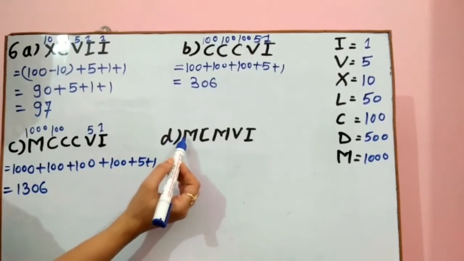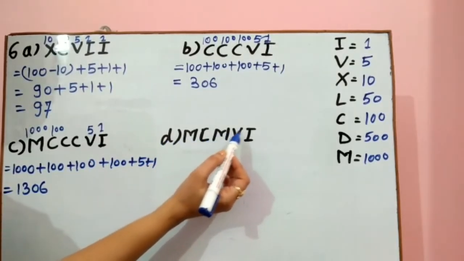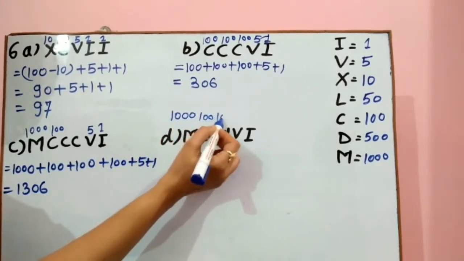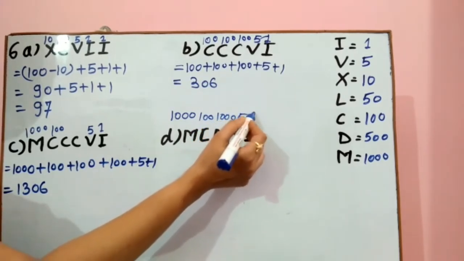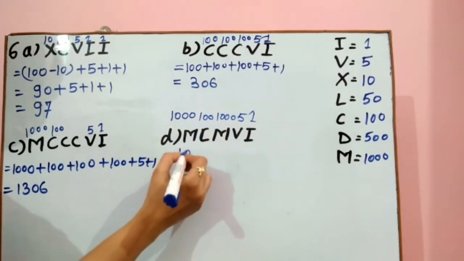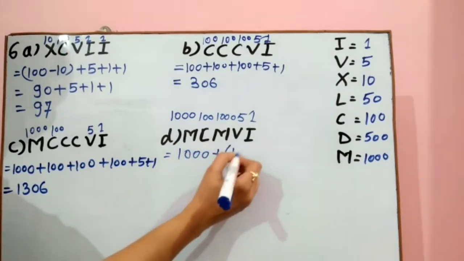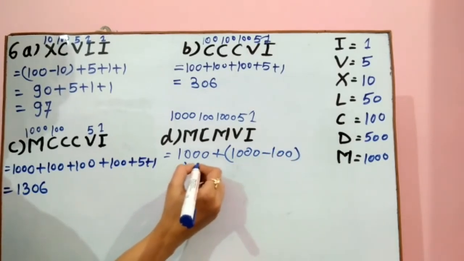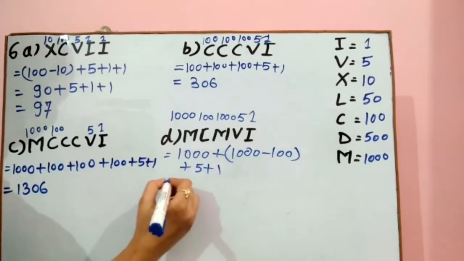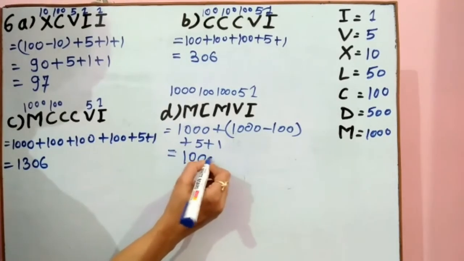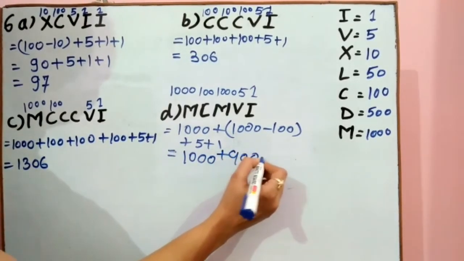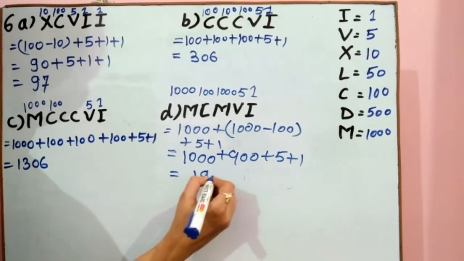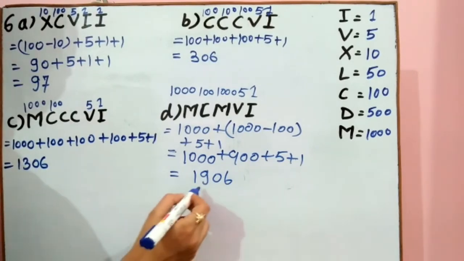The next is D. MCMVI. The value of M is 1000, C is 100, M 1000, V is 5 and I is 1. 1000 plus 1000 minus 100 plus 5 plus 1. 1000 plus 900 plus 5 plus 1 is equal to 1906, and it is your answer.